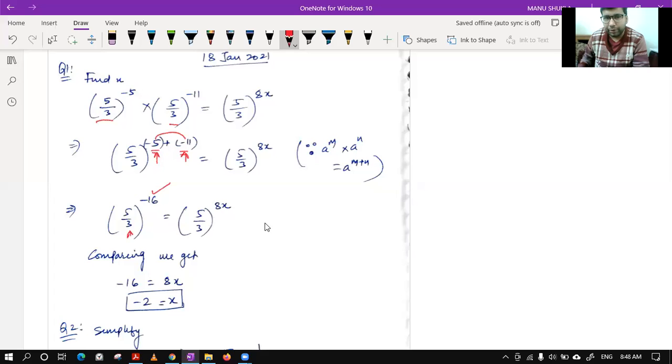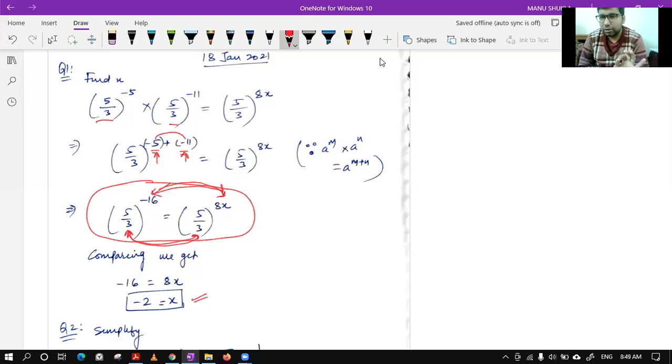So now if you compare the bases, you can say minus 16 is same as 8x. Because these two are equal, and bases are equal, that means this exponent will also be equal. That's why we got the value of x is equal to minus 2. Please confirm. Any doubts in this first question? Please confirm. Is it clear? Is it clear to you? Just type P or R.